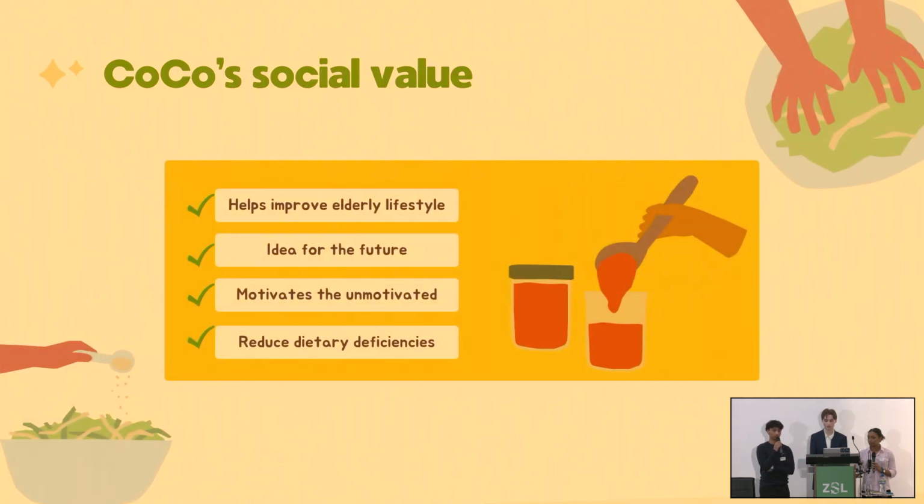So, what is Coco's social value? Here are the 4 pillars of what we create. Improving the elderly lifestyle is one of our biggest features. The idea for the future, as the population is only going to increase, which will mean that the population of the elderly will also increase. This motivates the unmotivated. So, for example, when people get older, they usually lock themselves in, they don't want to communicate. But Coco wants to stop that. And we also reduce dietary deficiencies. So as you get older, you get weaker, you have more problems, and we aim to reduce that.